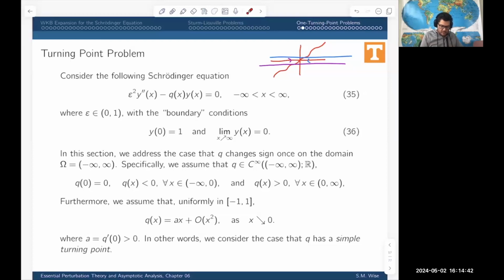I'll raise these assumptions a little bit later as we need them. We're going to assume that basically Q can be written as a times x plus order x squared as x goes to 0. So in this domain, basically Q is just linear as it crosses the x-axis. All right. So this is called the case of Q with a simple turning point. This is the simple turning point case.